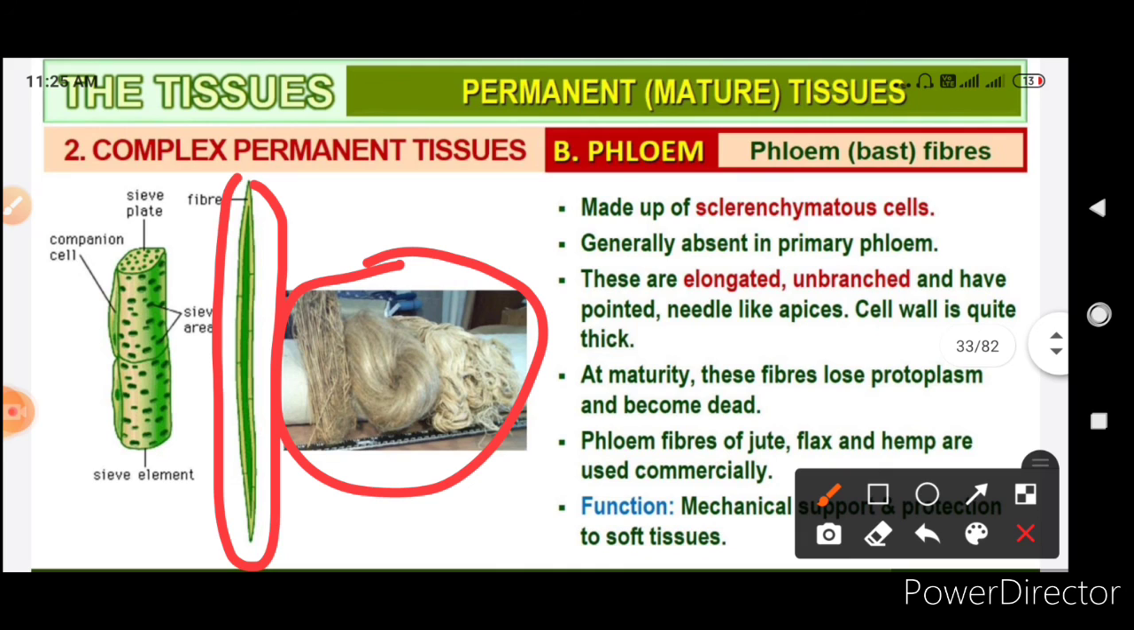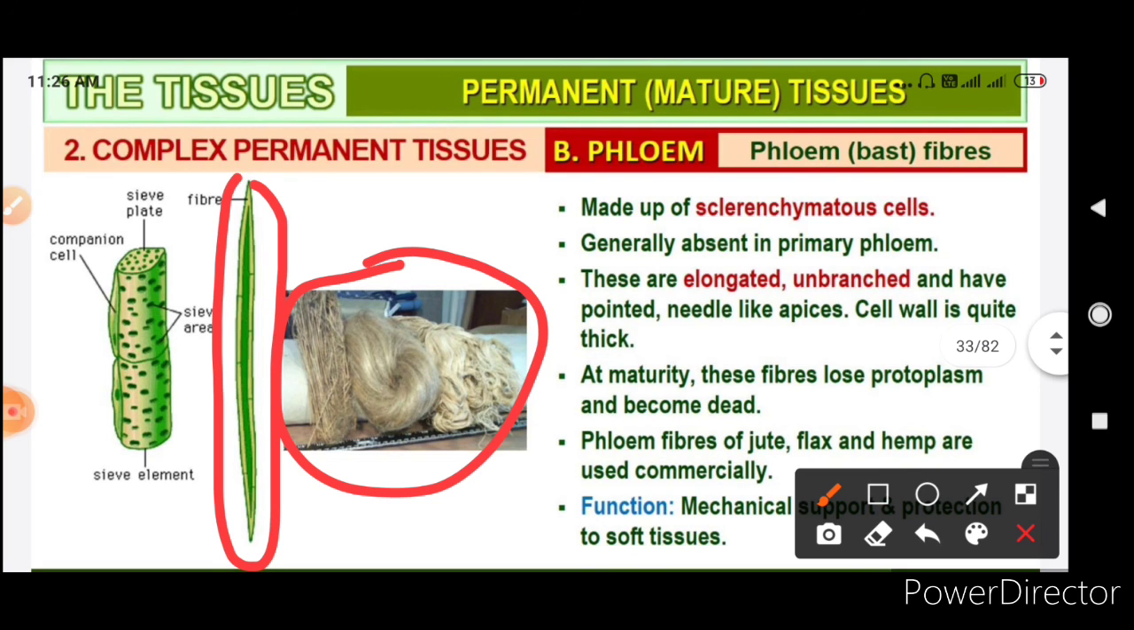When we talked about xylem, the only living tissue present was xylem parenchyma, but when we talk about phloem, the only dead tissue present is phloem fibers. So in phloem, all the tissues are living except phloem fibers, and in xylem, all the tissues are dead except xylem parenchyma. So you have to remember this.